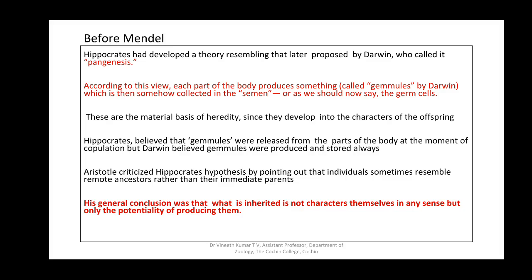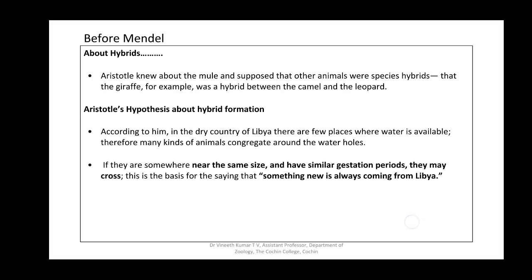And there are many places where Aristotle made some funny comments regarding hybrids. So we will see that. We all know that there are animals called hybrids, for example the mule, which is a hybrid between a horse and a donkey. So a question was raised to Aristotle on how these hybrids are formed, and he explained the formation of hybrids in a definitely funny way, and that is what we are going to see now.